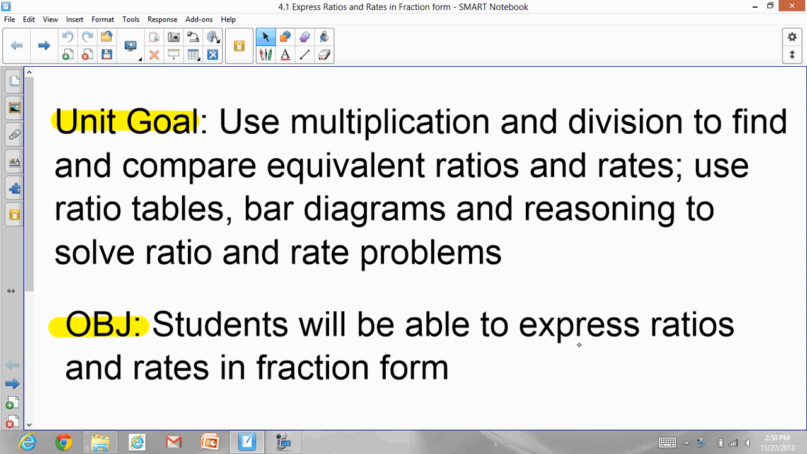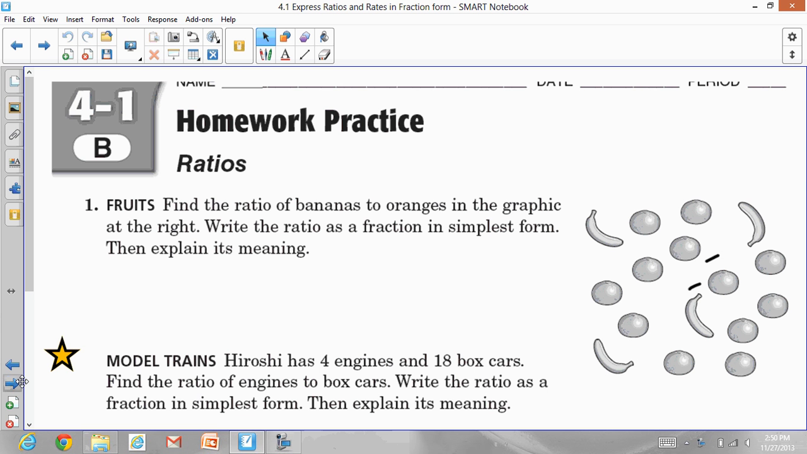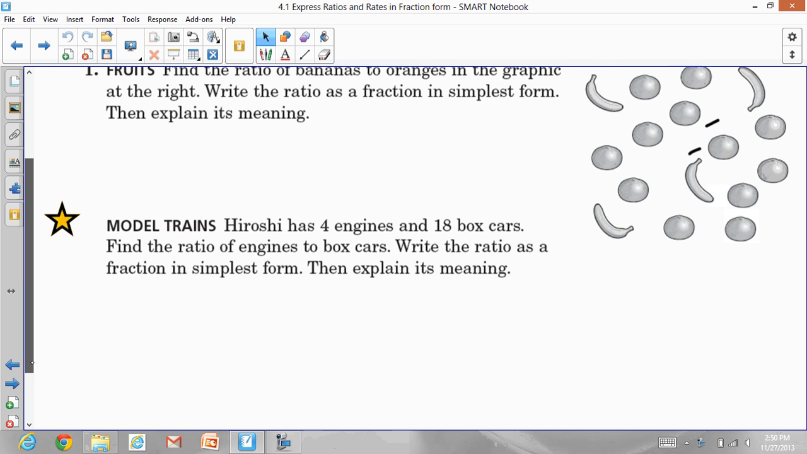Today you will learn how to express ratios and rates in fraction form. Make sure that you are writing 4.1, which is chapter 4, lesson 1, express ratios and rates in fraction form, when you are writing your notes. Now focus on the question that has been marked.